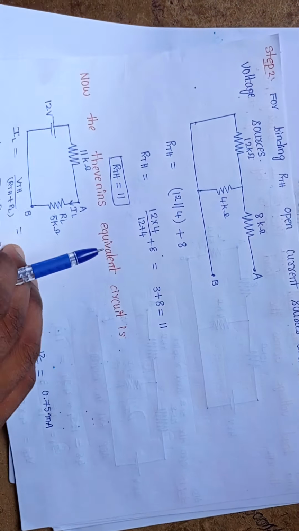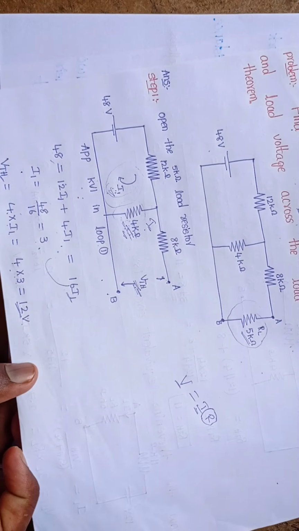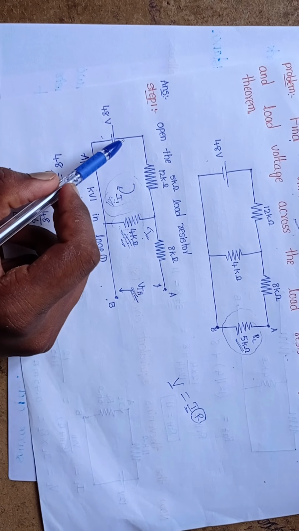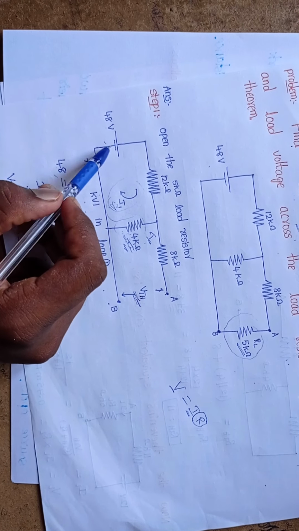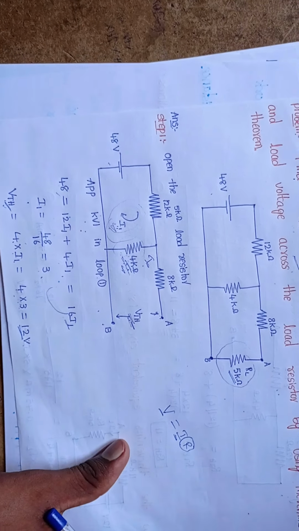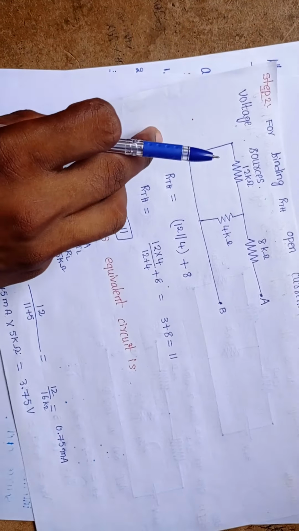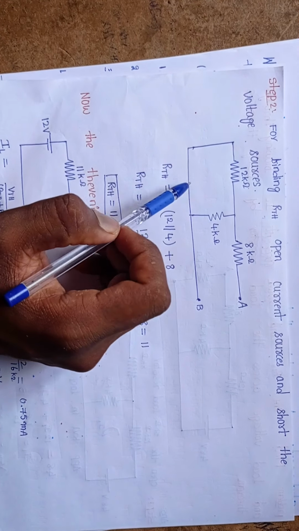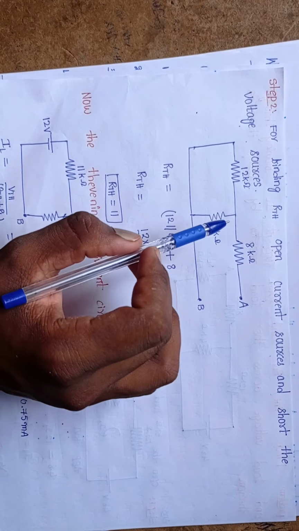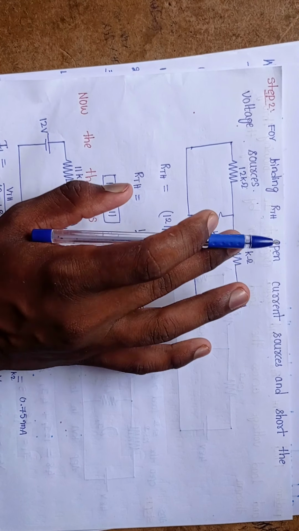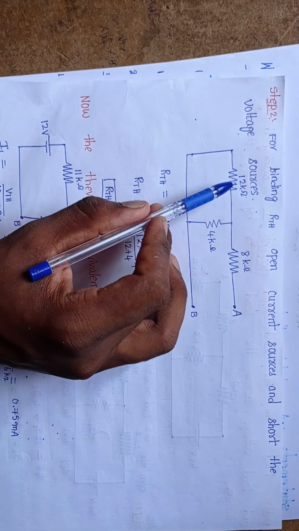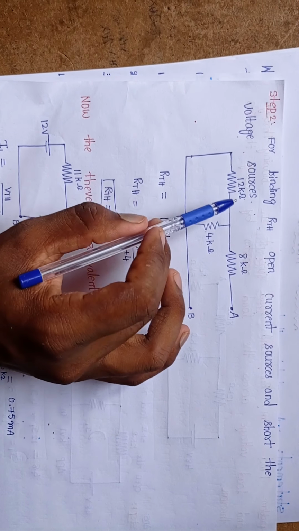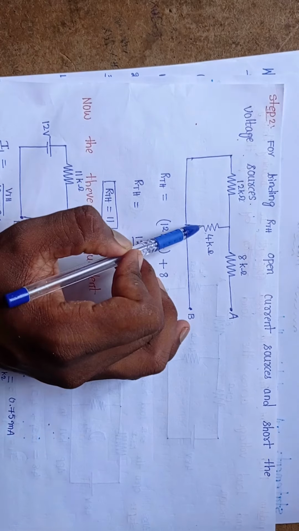In our question, here we have a voltage source. We don't have any current source. That's why we need to short this voltage source. Then the circuit will become like this. Short circuit. Now we can find the equivalent resistance of the circuit: these two resistances are connected in parallel and these two resistances are connected in series.